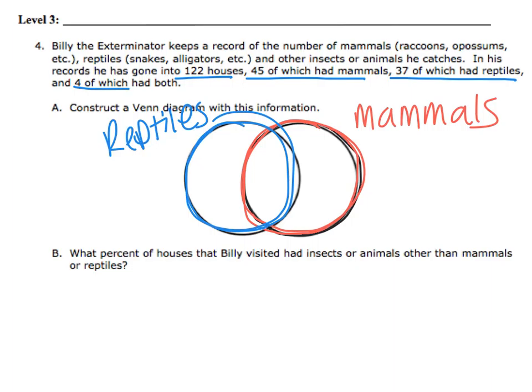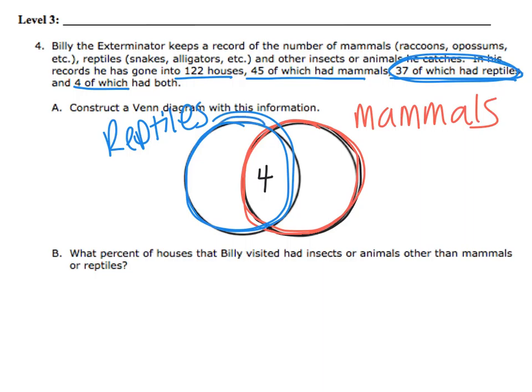So what we're going to do is fill in the middle first, because it says 4 had both reptiles and mammals. Now look at either the mammals or reptiles, it doesn't matter. We're going to take a look at the reptiles. So we have 37 reptiles. Notice that this does not say only 37 reptiles. Because it doesn't say only, I can't put the 37 in that space, because that represents that 37 houses only had reptiles. So I can't just plop 37 in there.